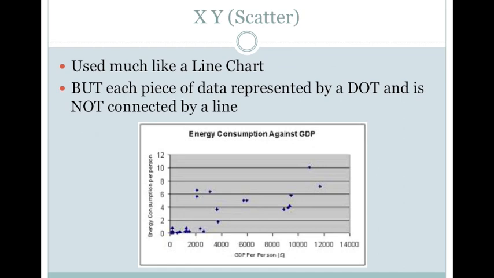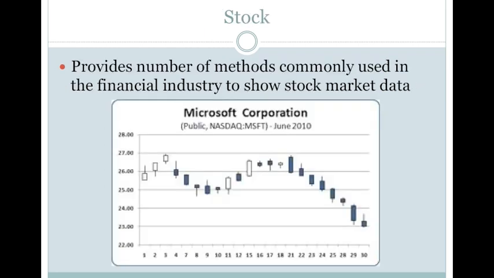The XY or scatter chart. This is used much like a line chart, but each piece of data is represented by a dot and it's not connected by a line. To me, this is harder to actually understand the data, but again, you can use this when it's appropriate. The stock provides a number of methods commonly used in the financial industry to show stock market data. And as you can see, it has a very unique look to this type of chart.